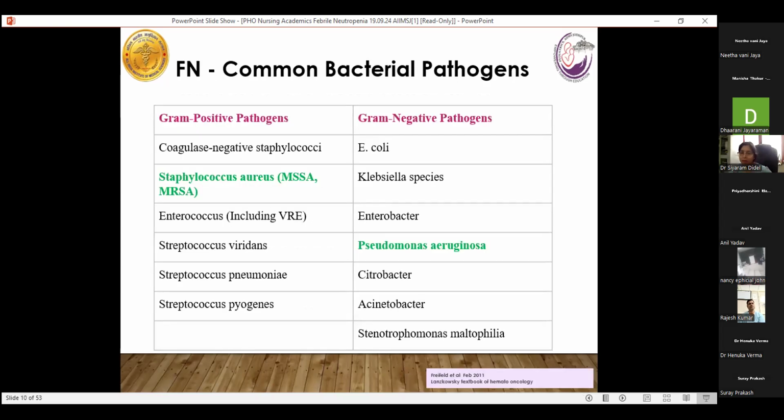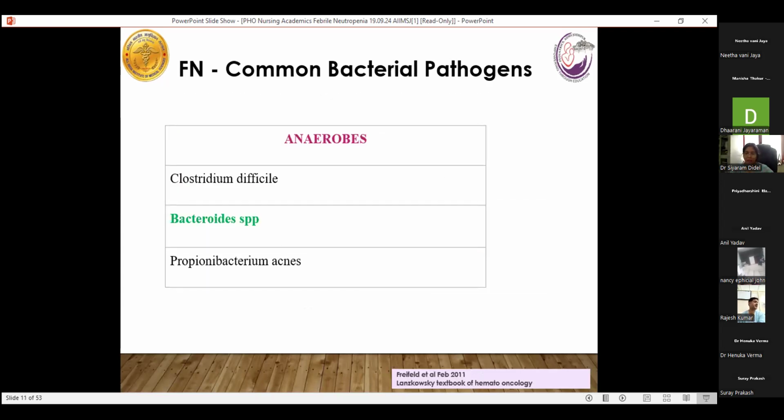What are the common bacterial pathogens that can cause febrile neutropenia? We have both gram-positive and gram-negative pathogens. In gram-positive pathogens, the most common is Staph aureus, and in gram-negative pathogens, the most common is Pseudomonas aeruginosa. Others are CONS, then Enterococcus, Streptococcus species. In gram-negative pathogens, others are E. coli, Klebsiella species, Enterobacter, Citrobacter, Acinetobacter. In anaerobic pathogens, Bacteroides species is the most common organism.